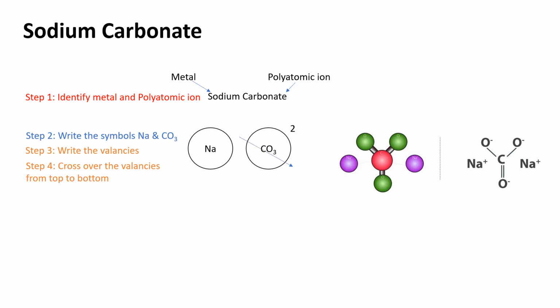Fourth step is to cross over the valencies from top to bottom. Fifth step is to simplify the charges and remove the ones. Here it is in the ratio 2:1. Hence it cannot be simplified. Thus the chemical formula for sodium carbonate is Na2CO3.